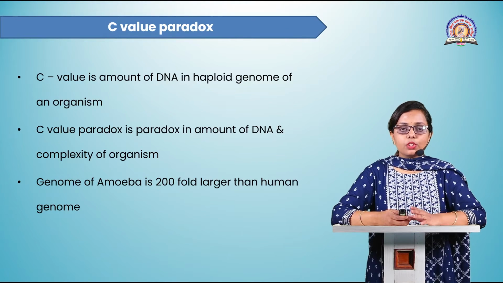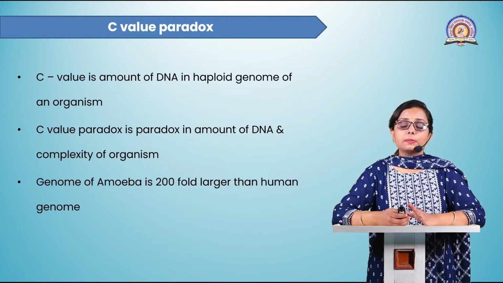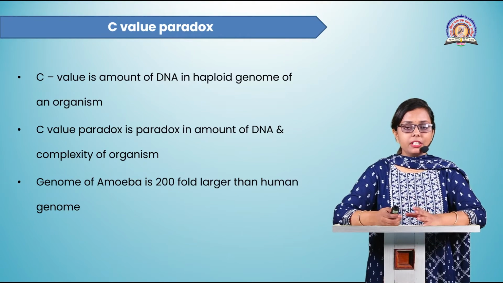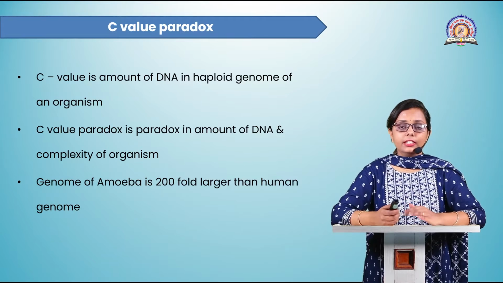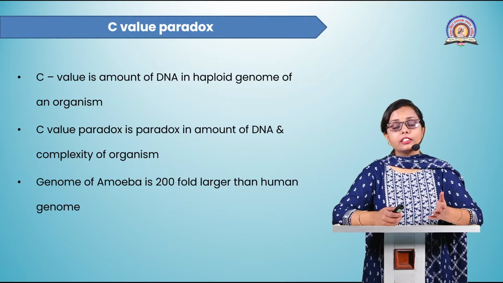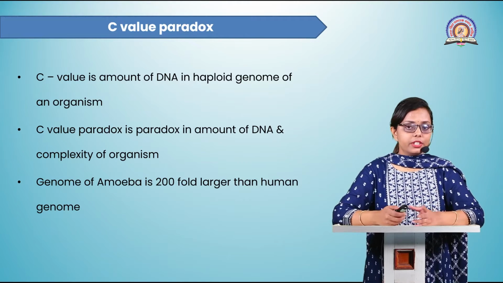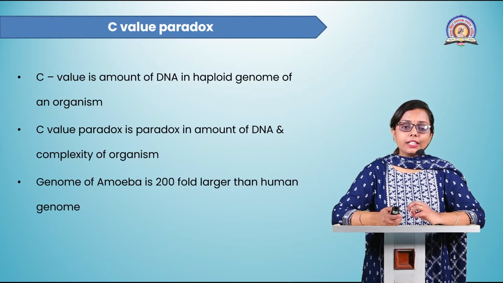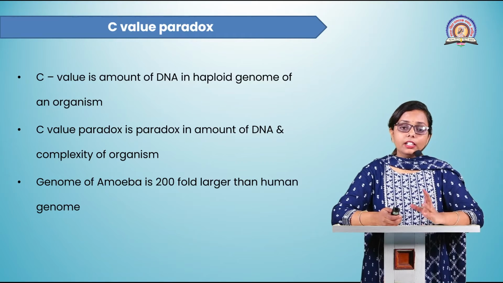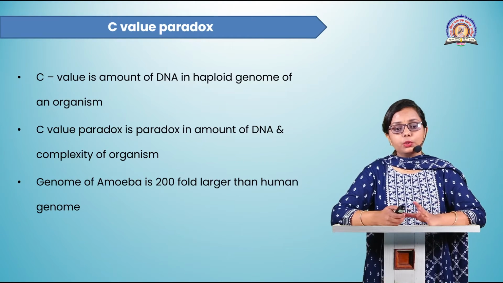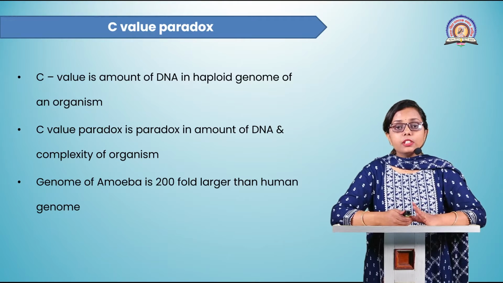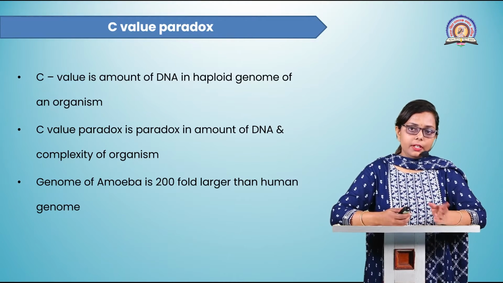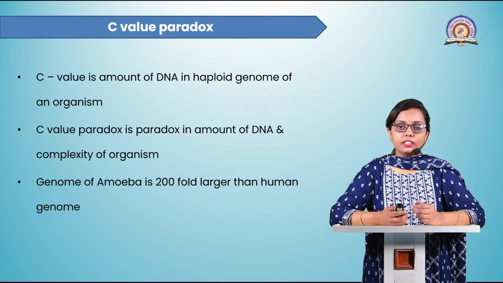The C-value paradox is the paradox between the amount of DNA and the complexity of the organism. That means this is not matching. It is not the case that if the amount of DNA is higher, the complexity is also higher. It doesn't depend on the amount of DNA. For example, the genome of amoeba is 200 folds larger than the human genome. Even amphibians' genome is larger than the human genome, but human beings are more complex than amoeba and amphibians. They are more advanced and more complex.